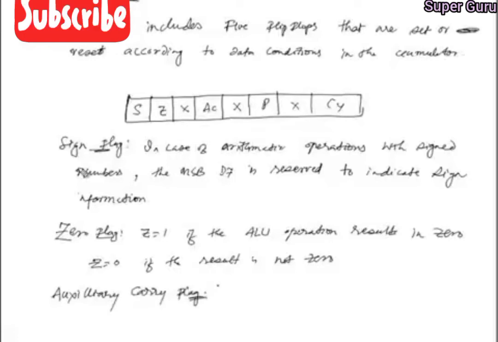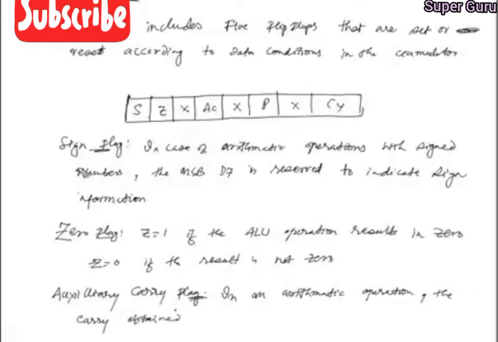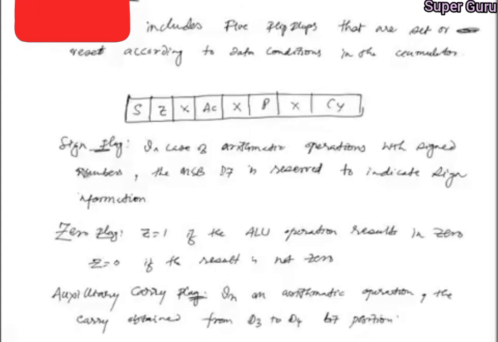Auxiliary carry flag: in an arithmetic operation, the carry obtained from D3 to D4 bit position is called auxiliary carry.